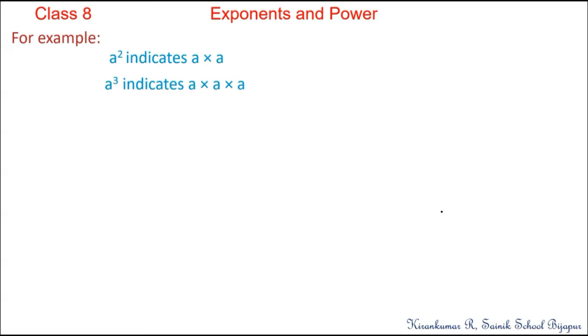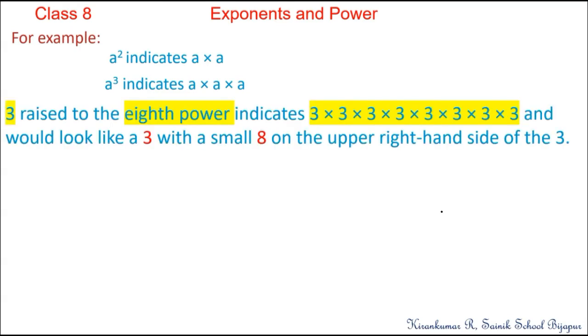3 raised to a power indicates that 3 is multiplied that many number of times. Say for example, 3 is raised to the 8th power. It indicates that 3 is multiplied 8 number of times. To write this number multiplied 8 times, it becomes easy if I write 3 raised to the power 8. It's very easy to write and also easy to understand.